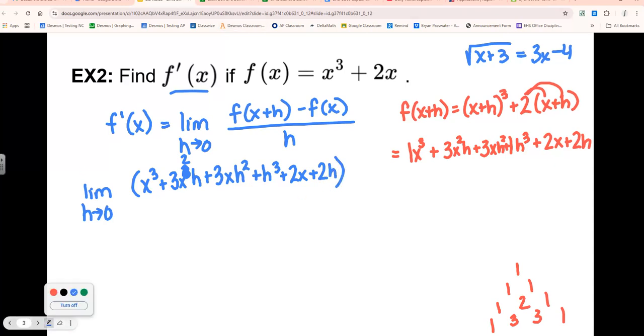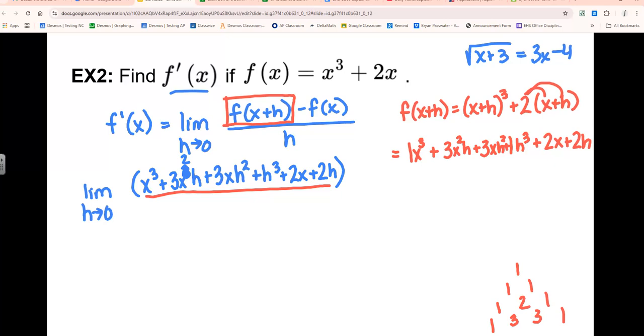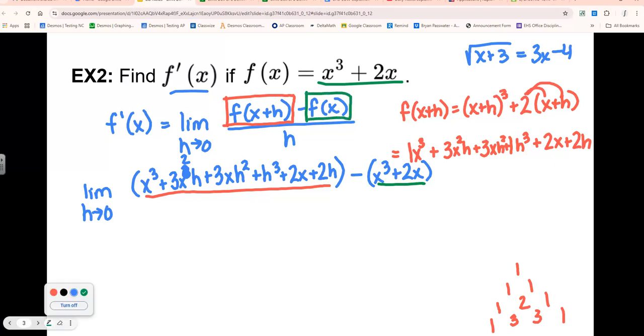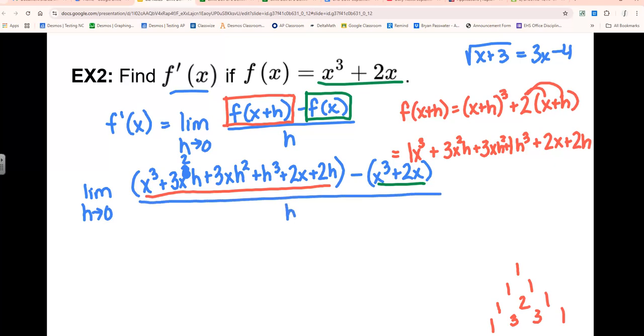That is all of this is just this part right here. So we still have to subtract f of x, which is x to the third plus 2x. So we still have to subtract all of this stuff right here. So that's our f of x, and then all of that is over h. You can see how these get tedious. One little thing, it's really easy to mess these up just by multiplying one thing wrong.